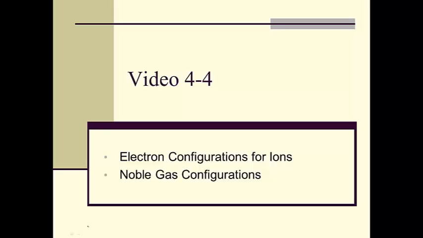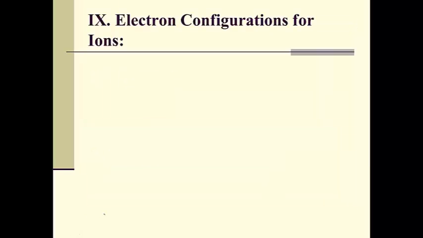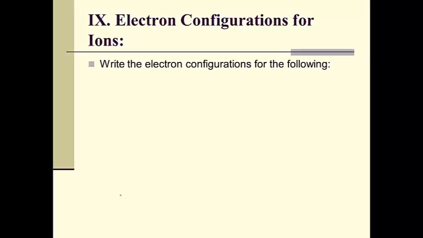Video 4-4, looking at electron configurations for ions and noble gas configurations. By now, hopefully you've had good practice at figuring out and writing electron configurations. Now, those were all for atoms. What happens if we do one for an ion? Write the configurations for these.